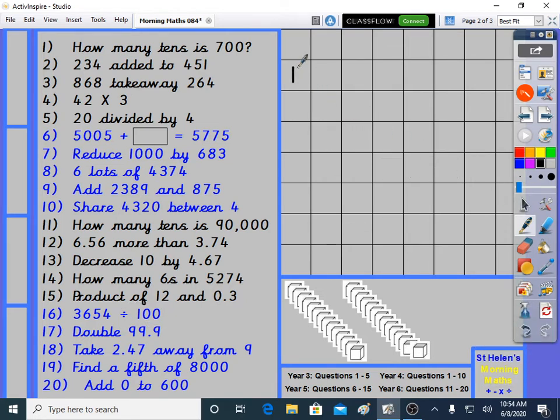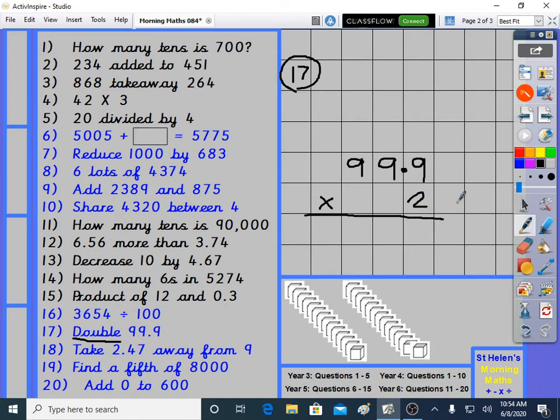Double 99.9. Double means times 2. 99.9 times 2. I write it out incorrectly first, which is what happens when you're multiplying with times and decimals, and I pop the point in at the end. So this is not lined up correctly as if it was plus or minus or divide. With times, you just have to line it up without lining it up correctly, if you know what I mean. And this is what you have to do.